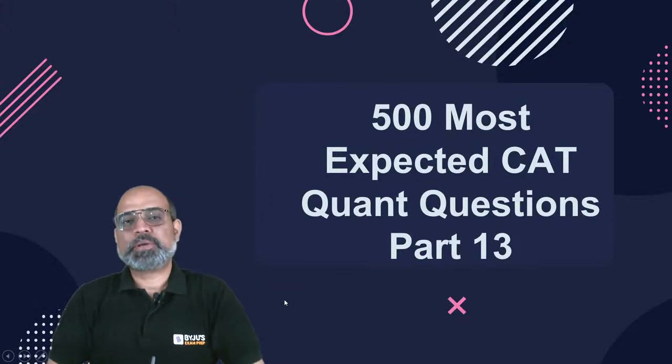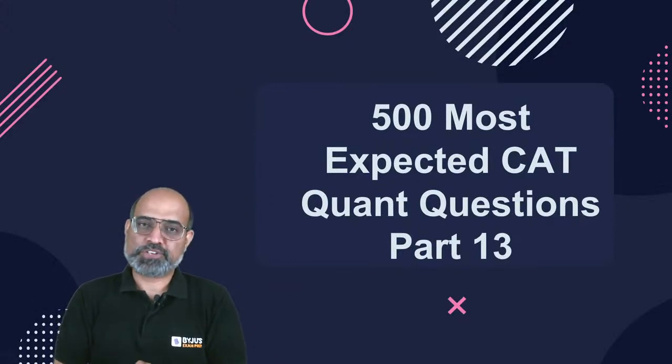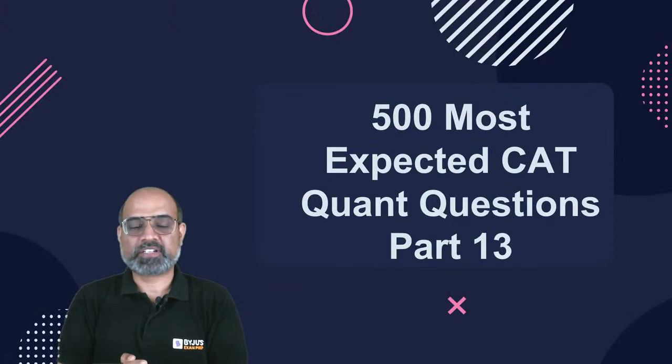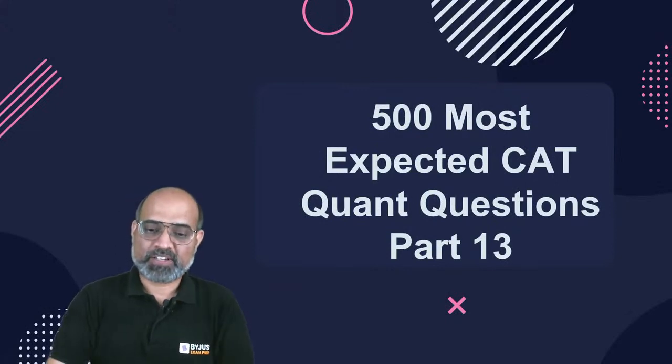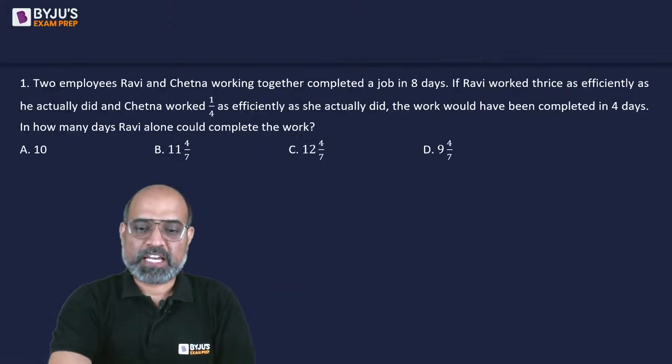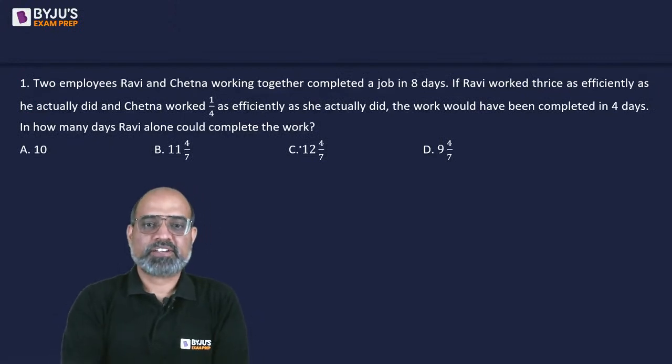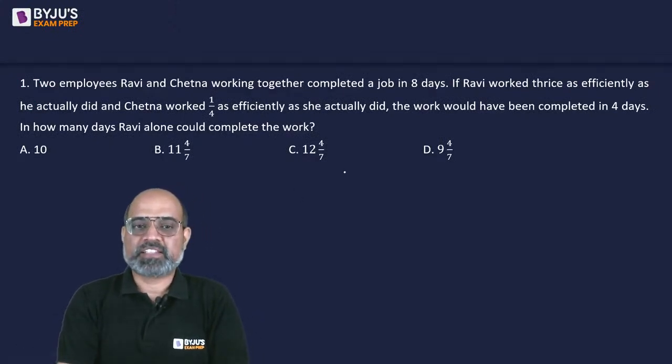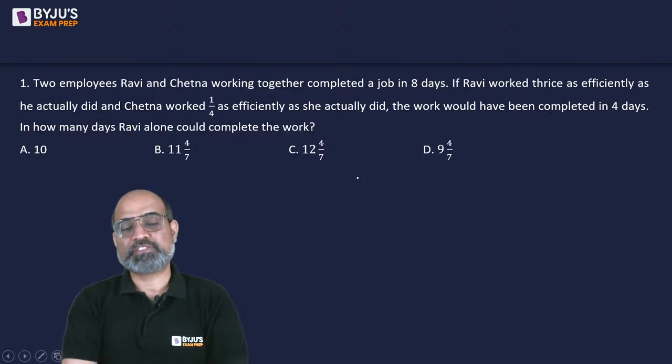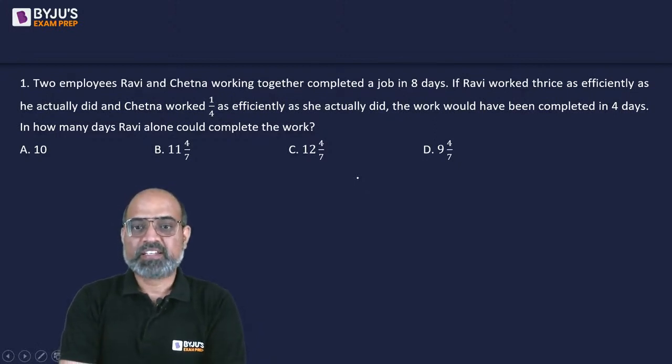So, today we'll be looking into arithmetic questions: time and work, time, speed and distance. Let's begin with our first question for the day. Two employees, Ravi and Chetna, worked together and completed a job in 8 days. If Ravi worked thrice as efficiently as he actually did, and Chetna worked 1/4 as efficiently as she actually did, the work would have been completed in 4 days. In how many days could Ravi alone complete the work?